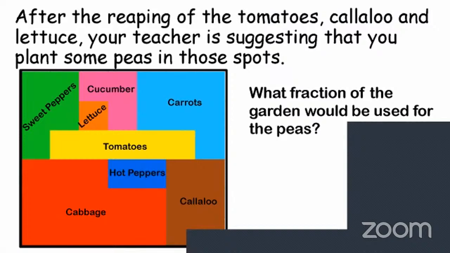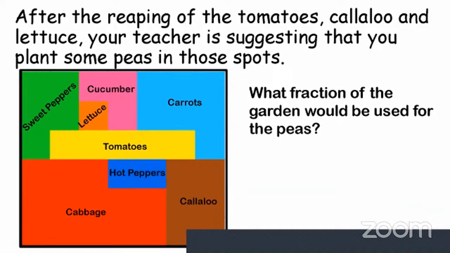Now, after the reaping of the tomatoes, callaloo, and lettuce, your teacher is suggesting that you plant some peas in those spots. Now, if you are going to plant some peas in the spots that the lettuce, the callaloo, and the tomatoes had, what fraction of the garden would now be used for the peas? And when you're giving me your answer, I would like you to send a little explanation as to what you did.